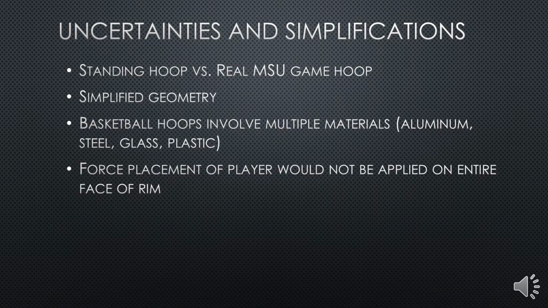The rim of a basketball hoop is not just a single circle. It has some other layers as well to it, and the materials of the basketball hoops usually involve more than just a uniform metal throughout. And the way that we had placed the force, it would be applied not to the entire face of the rim, as we did in the analysis, but just where the hands of the basketball player are touching.